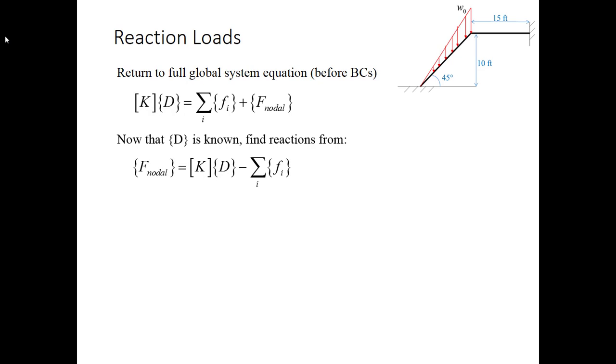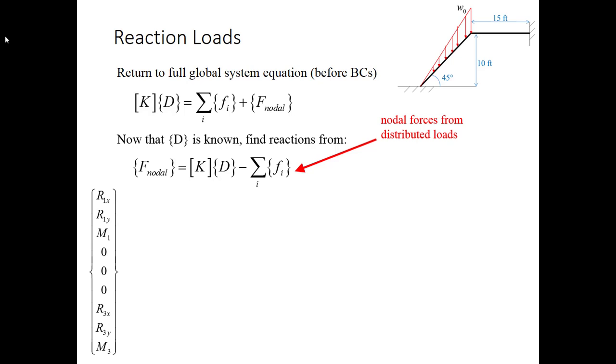Now that we know D, we can move all of those elemental force terms over to the same side as KD, and we can solve just for the point loads because the reactions are the point loads. We need to subtract out the terms that come from the distributed loading. Those showed up at the same location as the reaction forces, but they are not part of the reaction. So again, this summation over i of Fi, those are the nodal forces that came from the distributed loads.